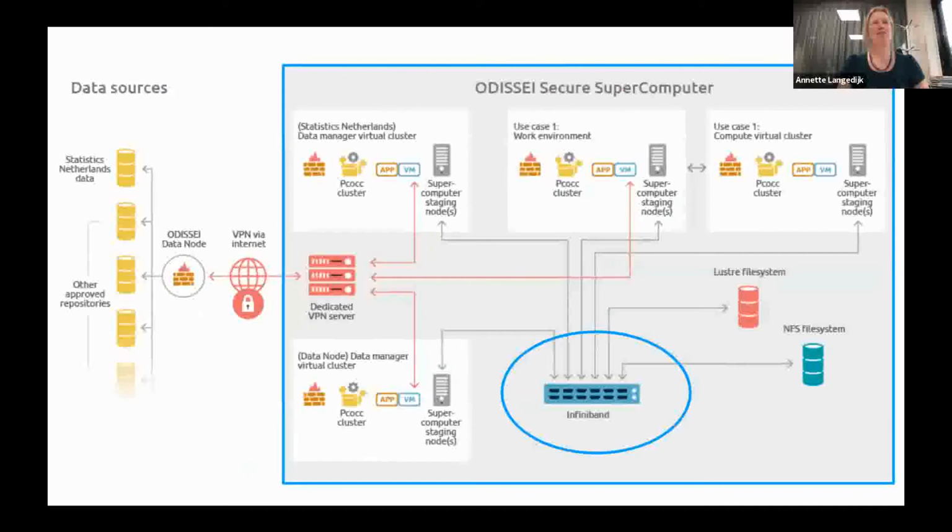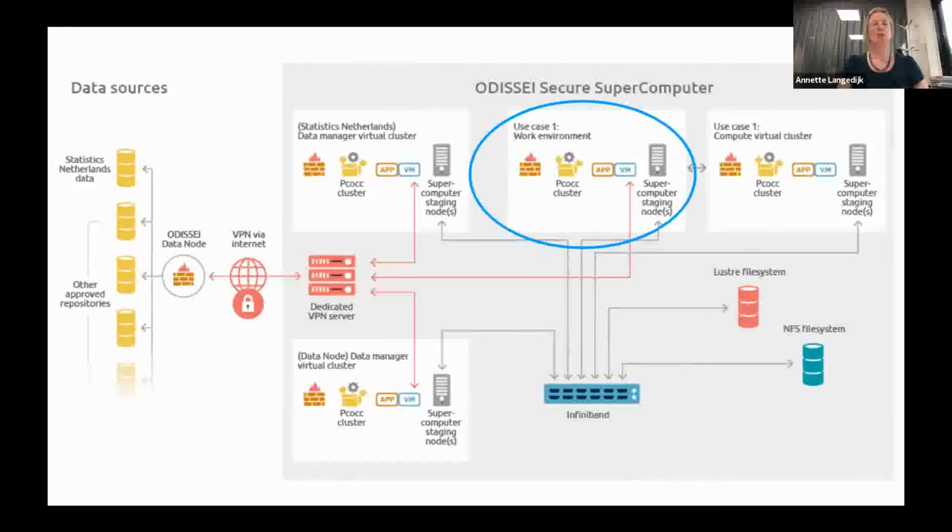On the left, you see the different data sources that can be used through the ODISSEI data node and an extremely secure VPN connection. The data is transported to the ODISSEI secure supercomputer. What is a secure supercomputer? It's basically a bunch of compute nodes, smaller computers, connected through InfiniBand. InfiniBand is an internal network in high performance supercomputers that is super fast and has extremely high bandwidth. That's why we call it high performance computing. Next one.